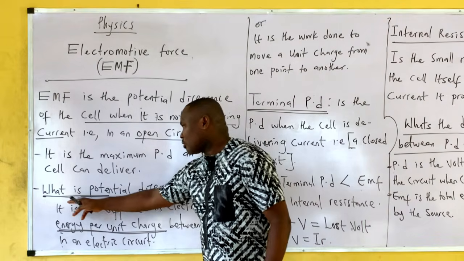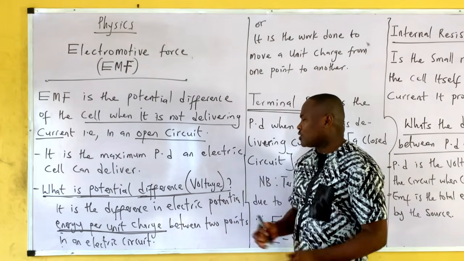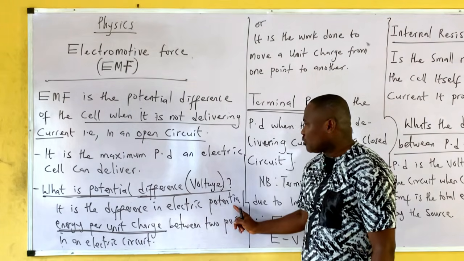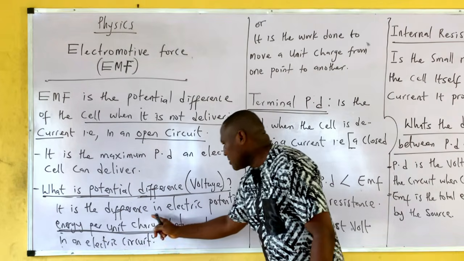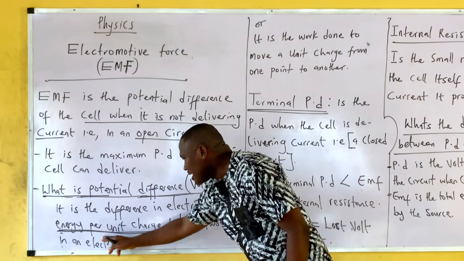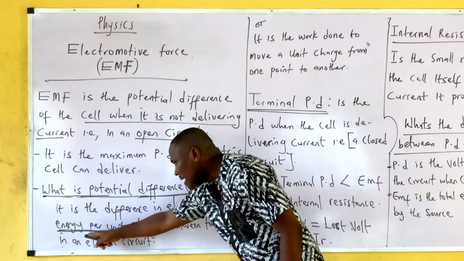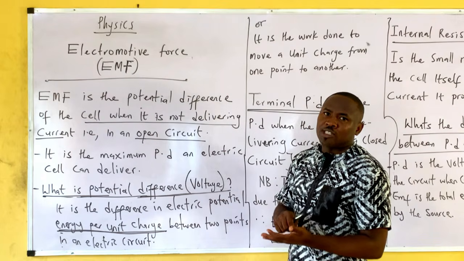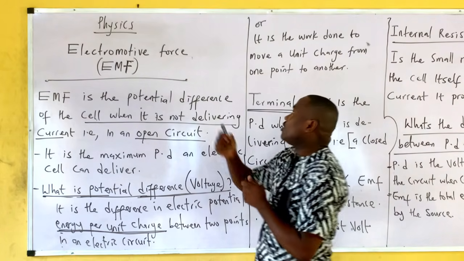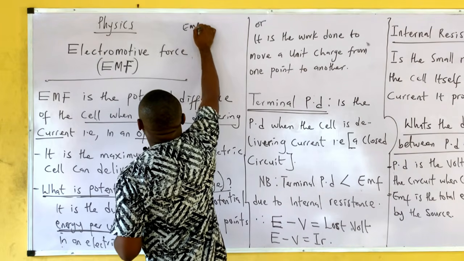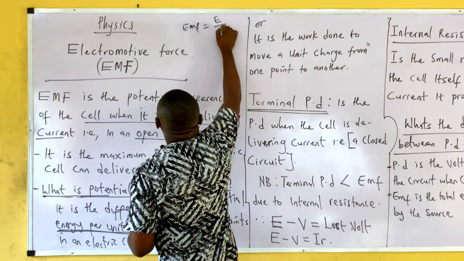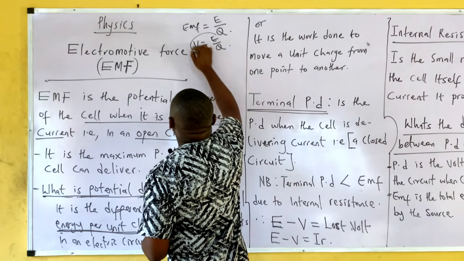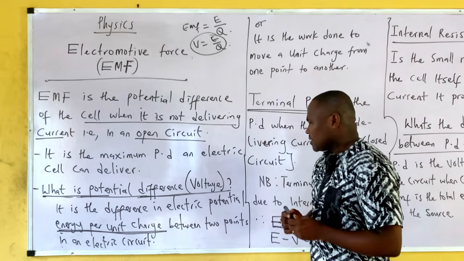PD. What is potential difference? We said potential difference is also called voltage. It is the difference in electric potential energy per unit charge. Take note of this: energy per unit charge is either called EMF or voltage. That's the formula. So I can say EMF equals energy over charge, or voltage equals energy over charge. Take note of these formulas, very important.